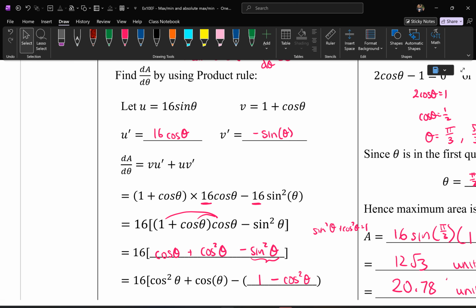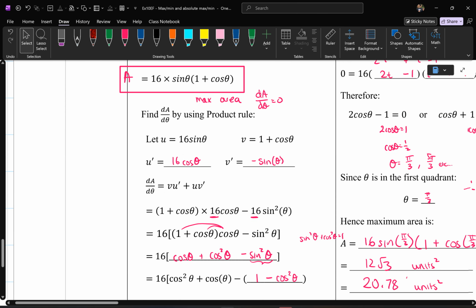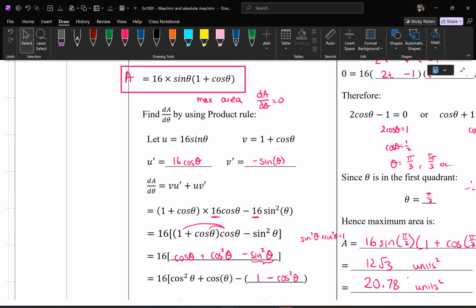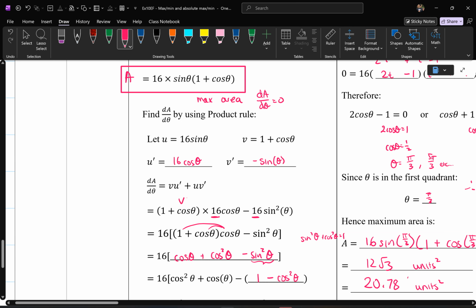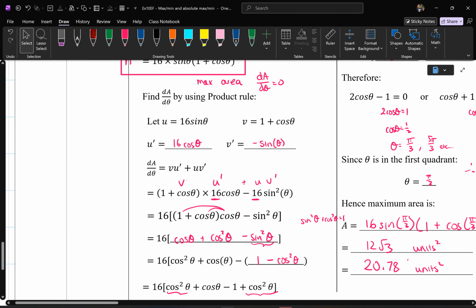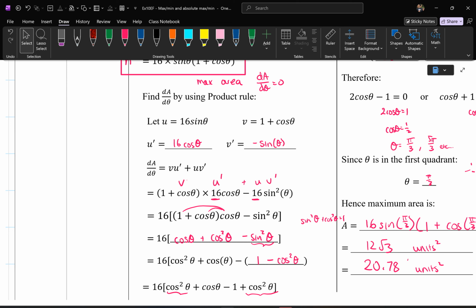So product rule, I'll let u equal 16 sine theta and then v equals 1 plus cos theta. Derivative of both. This is VU dash plus UV dash. What I did in this next step, if you're wondering where the gaps were, expand the brackets. Cosine of theta times 1, cosine theta times cos theta. And this is what you get.